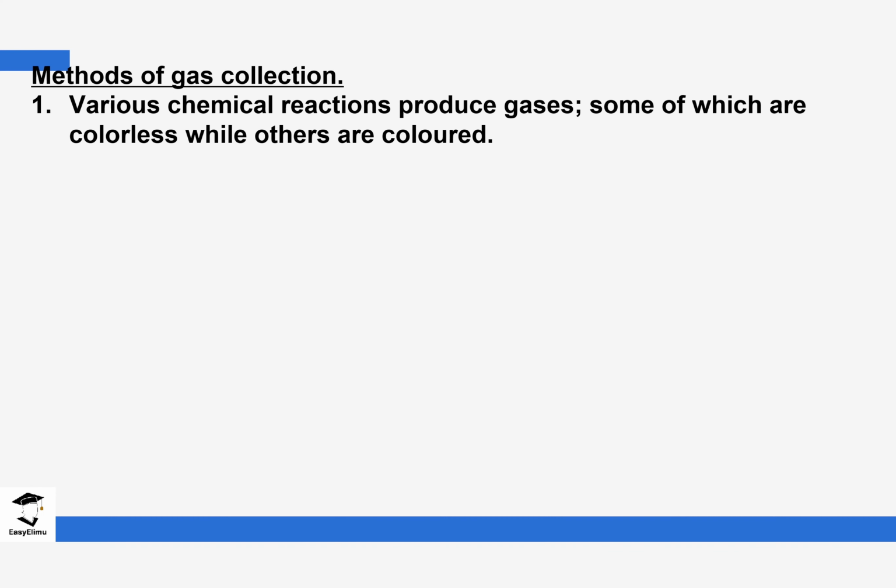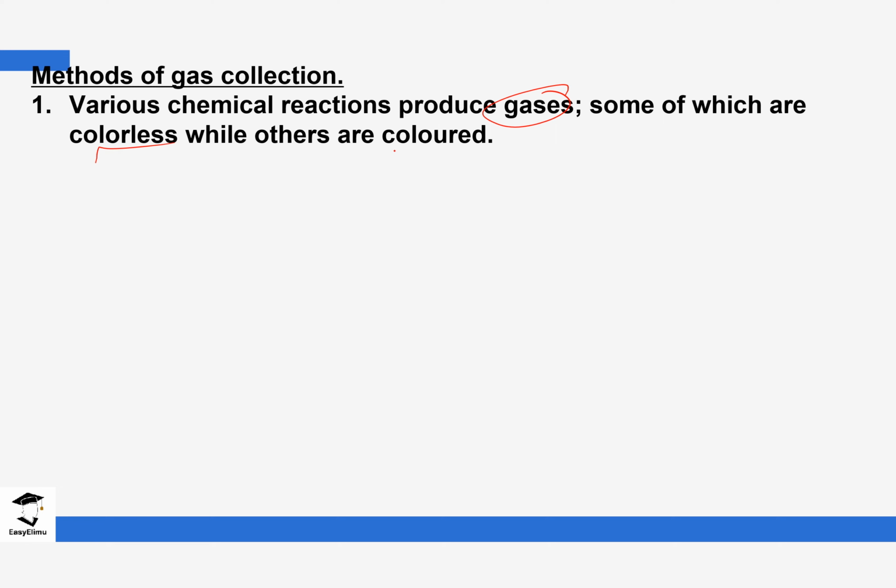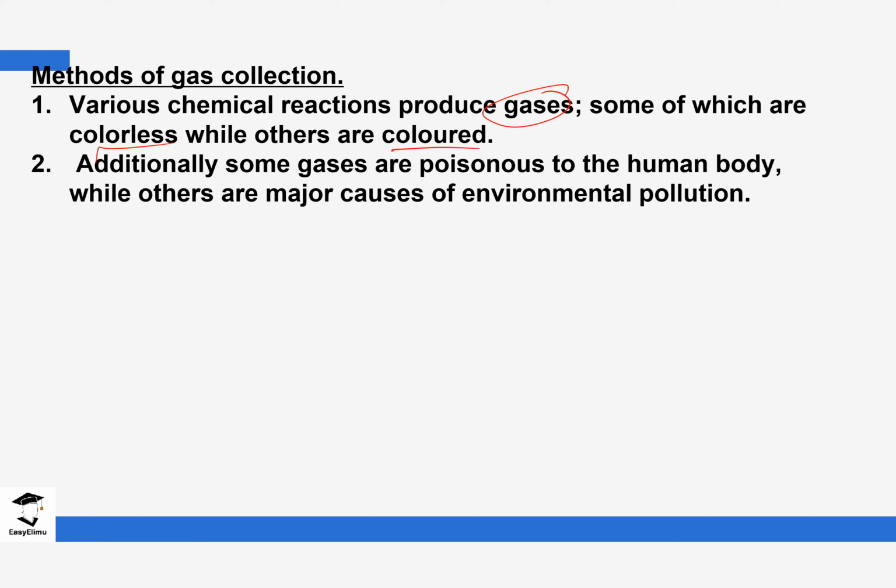Various reactions usually produce gases. Some of the gases can be colorless, while others can be colored. Some reactions might also produce poisonous gases, which might be poisonous to the human body or might cause pollution. So, this also needs to be considered when we are collecting the gases.